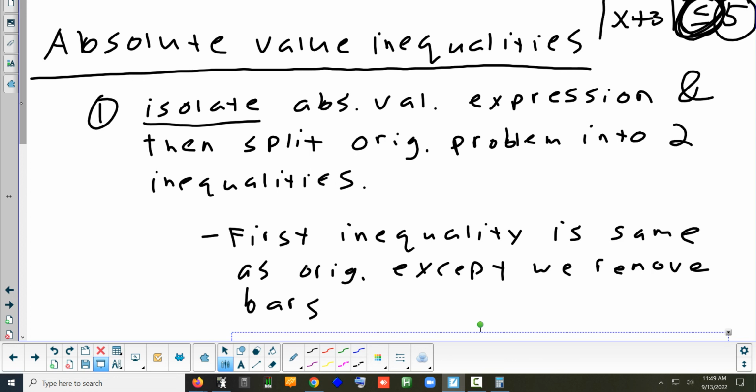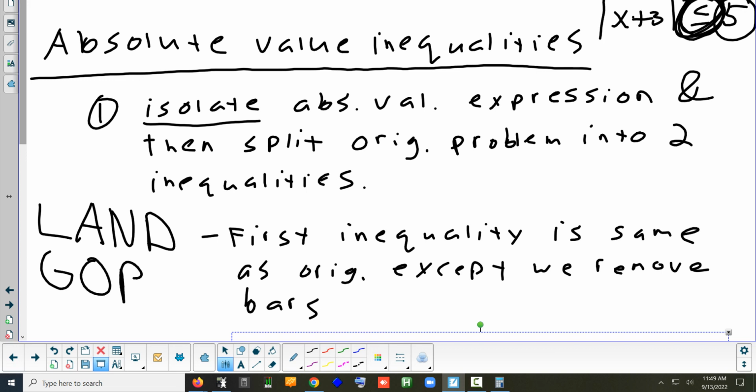If the original inequality, after you isolated the absolute value, has any kind of less than symbol in it, it's an and. Less than is an and. If you had any type of greater than symbol in the original problem, it would be an or. So L-and and G-or. I don't know if that helps you to remember, but that's how I remember it. Less than is an and. Greater is an or.